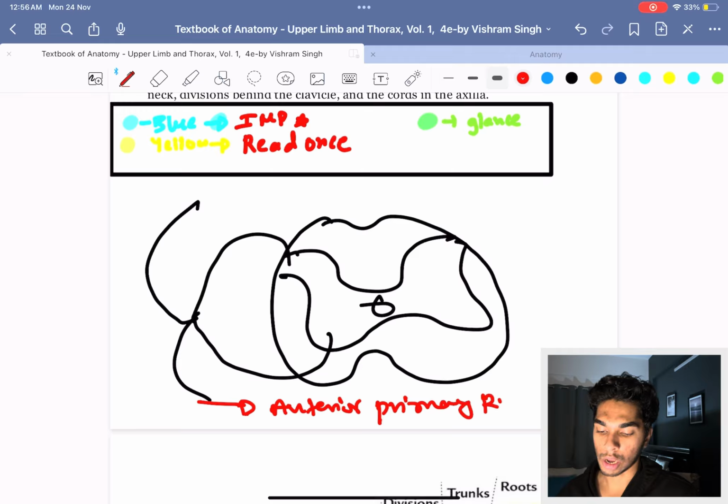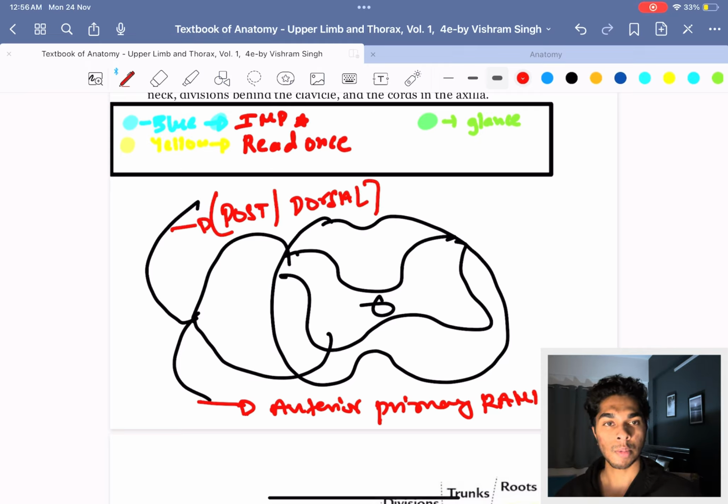Primary rami. This is posterior or dorsal. So now you understood what is anterior primary rami and posterior primary rami. Anterior primary rami is your brachial plexus. Not like brachial plexus is your anterior primary rami. It's not posterior, it's anterior.